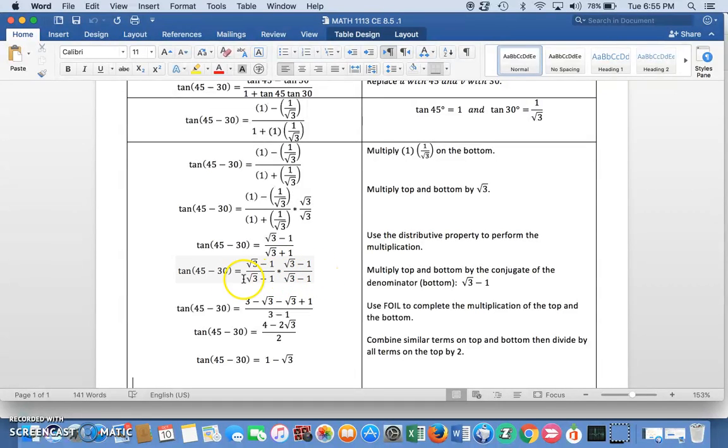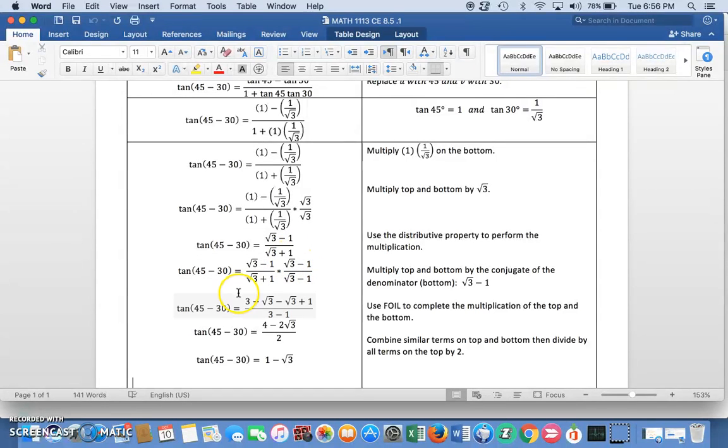So to get rid of the radical on the bottom, you multiply top and bottom by the conjugate of the bottom. Remember, that's just one sign change. Take what's here, change the middle sign, you've got the conjugate. The top is a binomial times a binomial, so you will FOIL it.